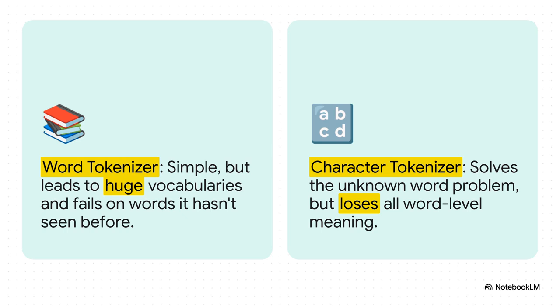And you can see the problem right here. On one hand, you could just tokenize by whole words. Simple, right? But your dictionary would be massive. And what happens when it sees a word it's never seen before? It just fails. Okay, so what about the other extreme? Just tokenize by single characters. Well, that solves the new word problem, but you completely lose the meaning of the word apple if it's just A-P-P-L-E. We need something in the middle, a sweet spot.